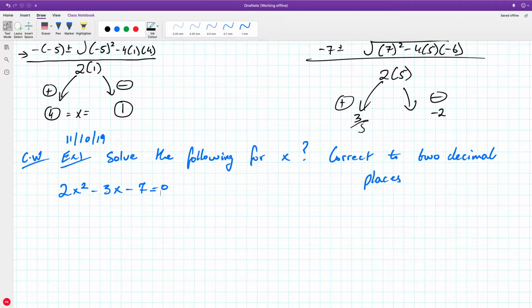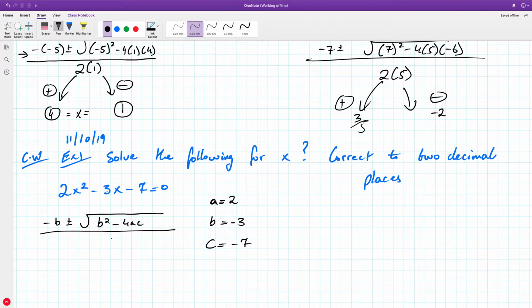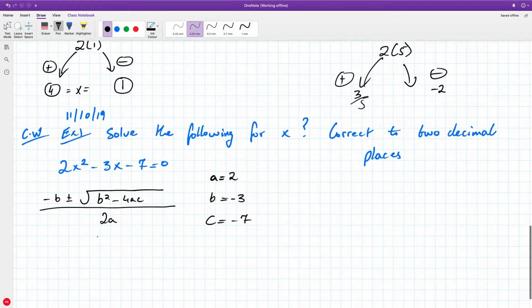Right, let's have a little look at it then. So we're asked to solve 2x squared minus 3x minus 7, correct to two decimal places. So Julianne, what's A? A is 2. B is? And C is equal to? And our formula is minus B plus or minus the square root of B squared minus 4AC all over 2A.